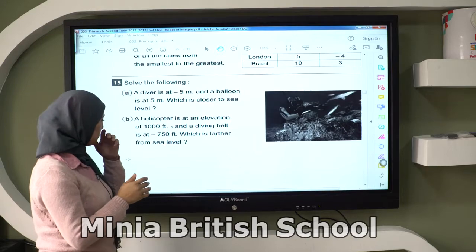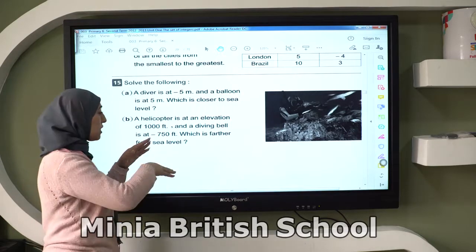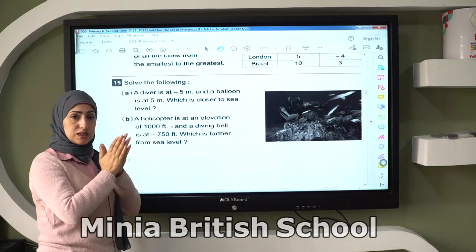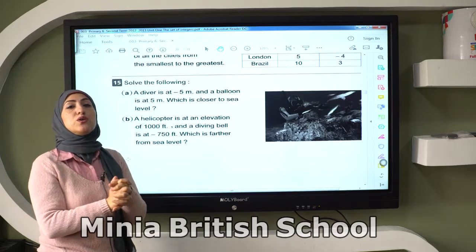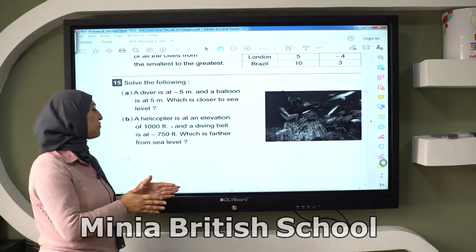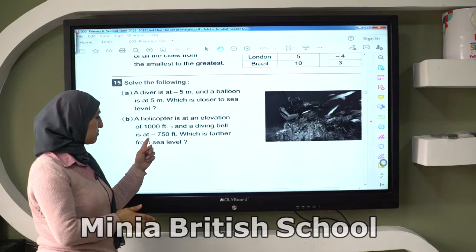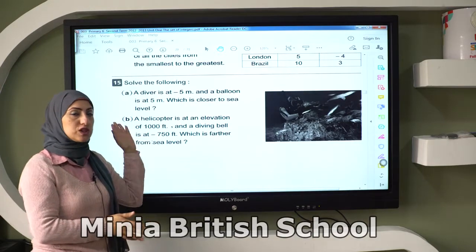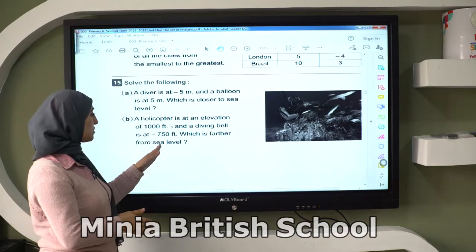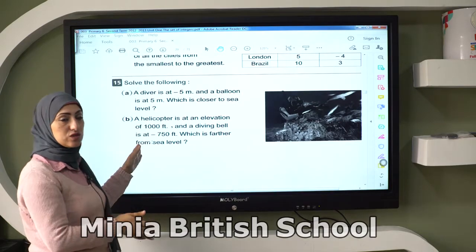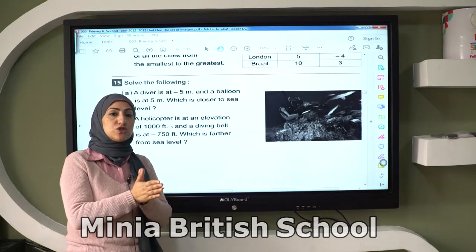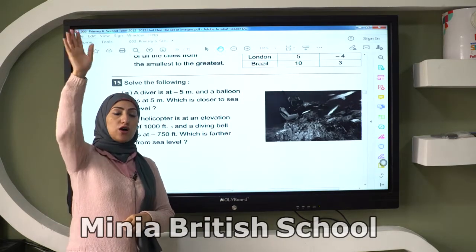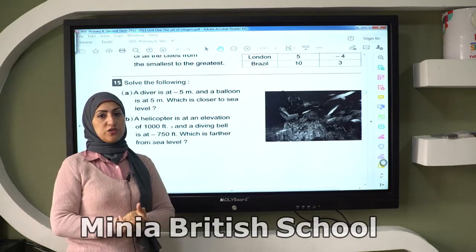So of course, the helicopter. As we said also here, the same idea, we are talking about the distance. So you have to get the absolute value of -750. It will be 750, and 1,000 is greater than 750, so the helicopter is farther than the diving bell.